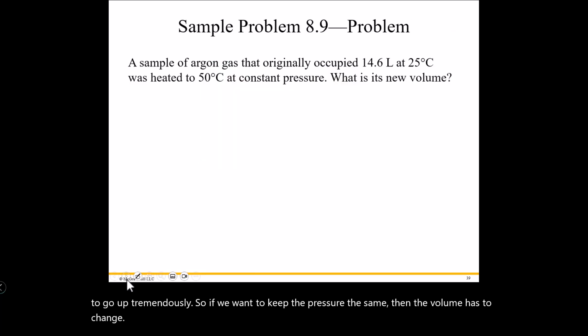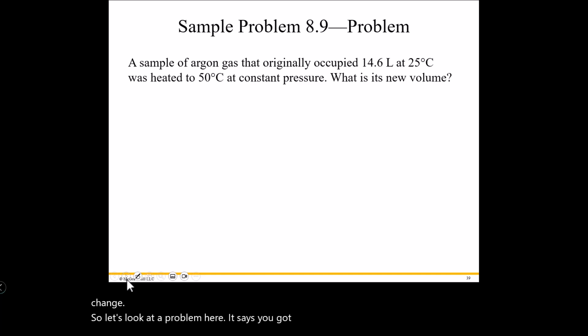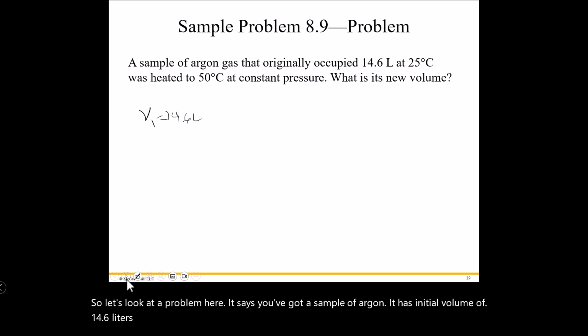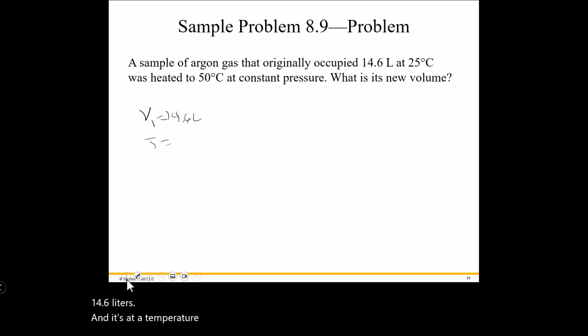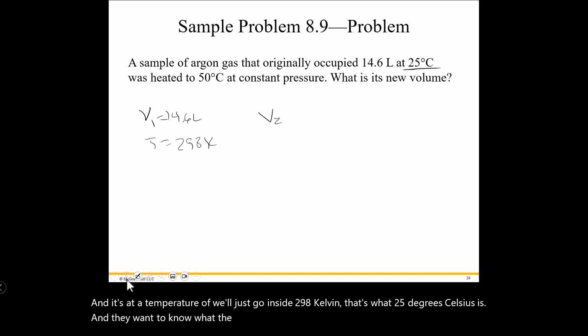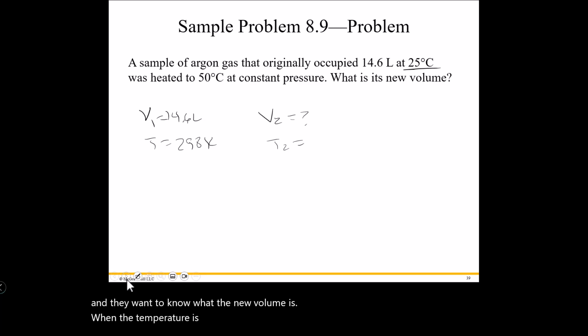So let's look at a problem here. It says you've got a sample of argon that has an initial volume of 14.6 liters, and it's at a temperature of 298 Kelvin. That's what 25 degrees Celsius is. And they want to know what the new volume is when the temperature is equal to 50 plus 273, which is 323.